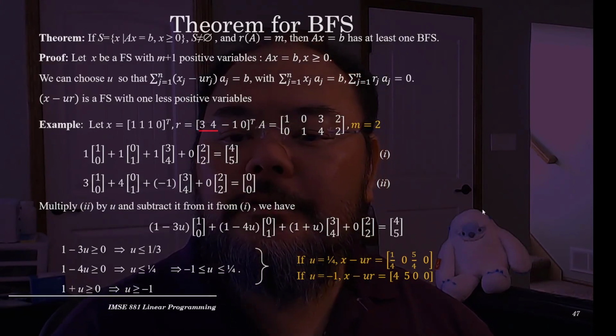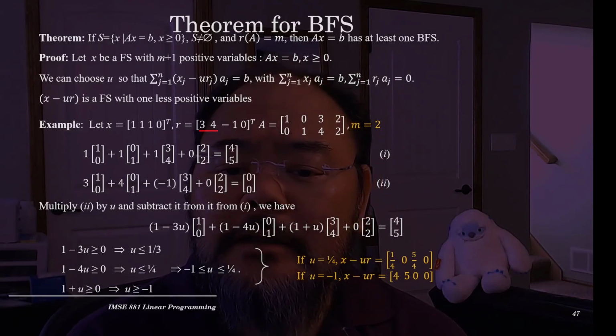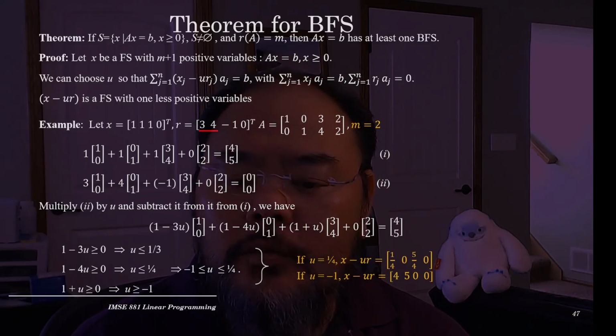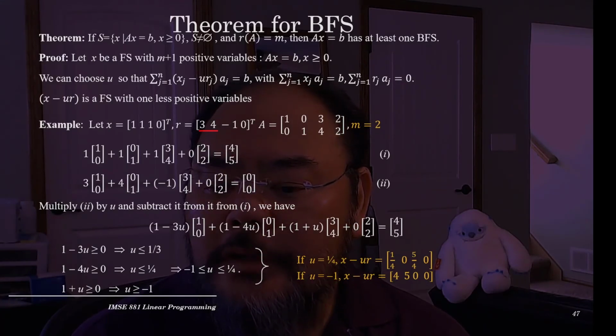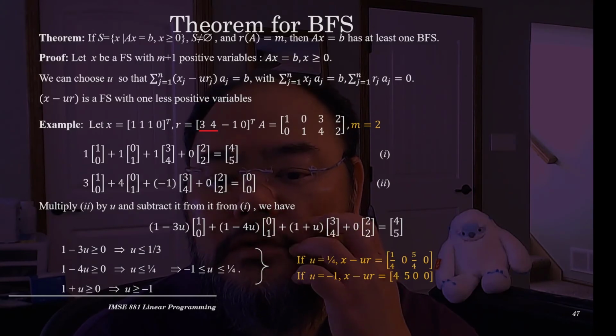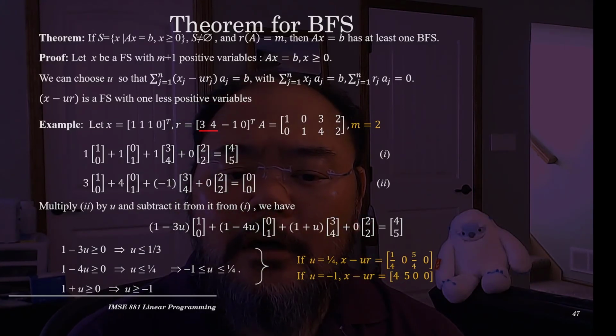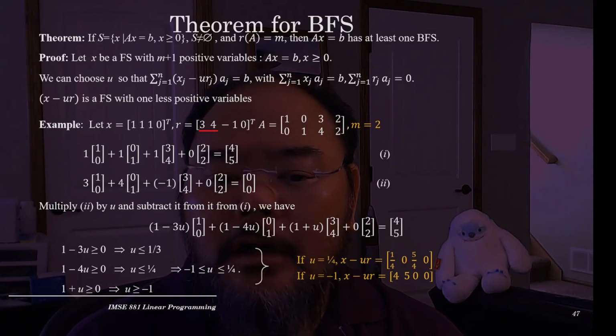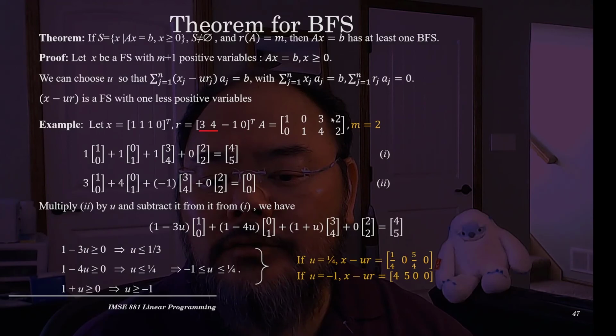So we can always find Ax equals b with one less positive variable in my solution. So it's just a numerical illustration. How can we do that? If we can find r, such that r times all the columns a_j in the A matrix is equal to 0, which means the r vector is perpendicular to all the column space.